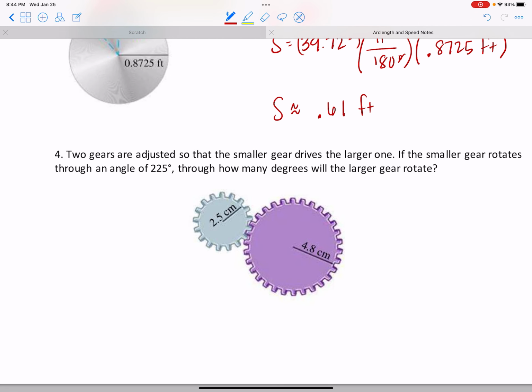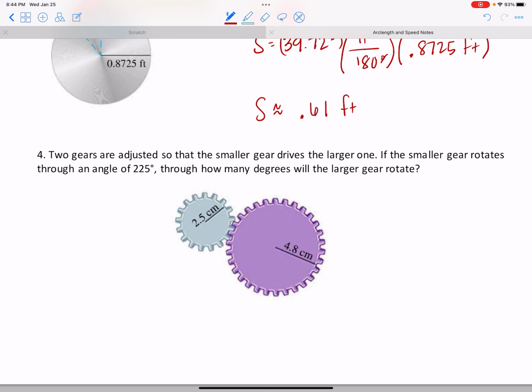Here's another. It says 2 gears are adjusted so that the smaller gear drives the larger one. So you get a visual of what happens here. As you move one gear, it's moving the other one. If the smaller gear rotates through an angle of 225 degrees, through how many degrees will the larger gear rotate?